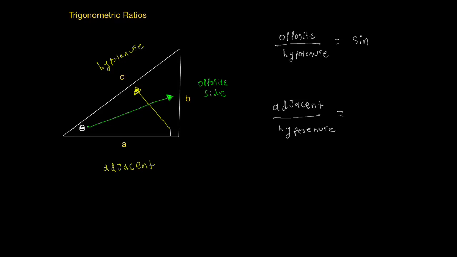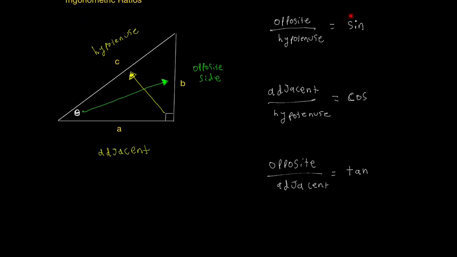And this one we're going to call cosine, abbreviated COS. The final ratio we want to calculate would be that of the opposite side to the adjacent side. So the opposite to the adjacent, and that one also has a very famous name called tangent, abbreviated TAN. In order to apply these trigonometric functions, we're going to need to input an angle, and that's where this theta is going to come into play.